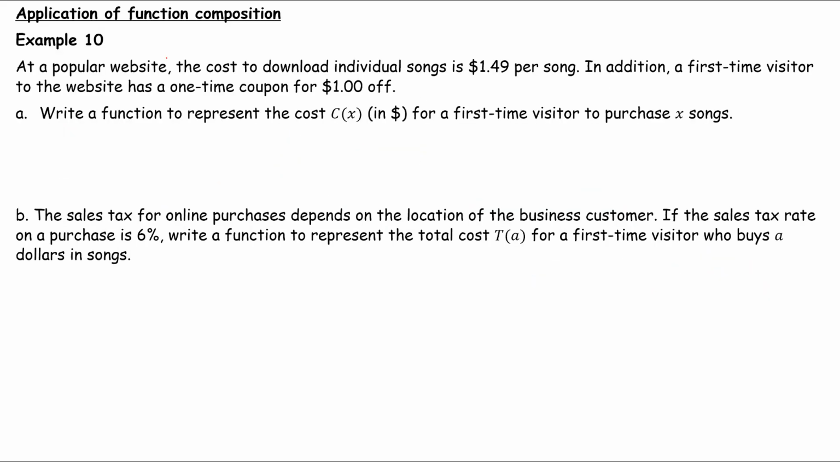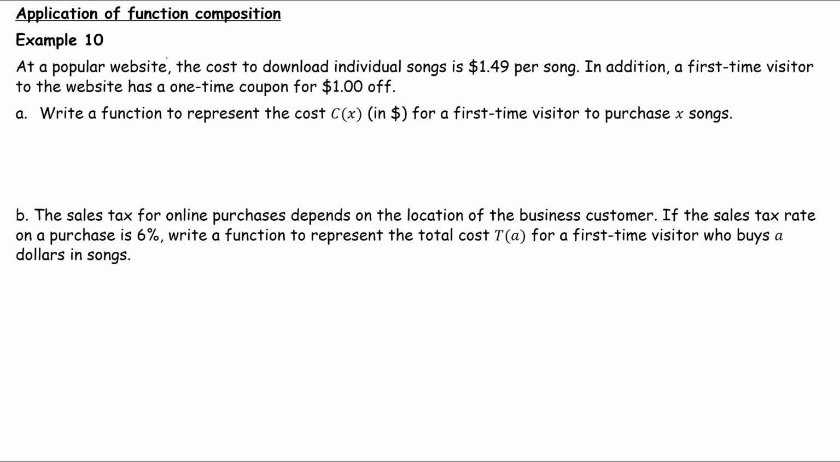Okay, application of function composition. So at a popular website, the cost to download individual songs is $1.49 per song. In addition, a first-time visitor to the website has a one-time coupon for $1 off. A, write a function to represent the cost, C of x, in dollars, for a first-time visitor to purchase x songs. Okay, so this first function, if you put x in there, how many songs you're going to buy, it should tell you how much that is going to cost you.